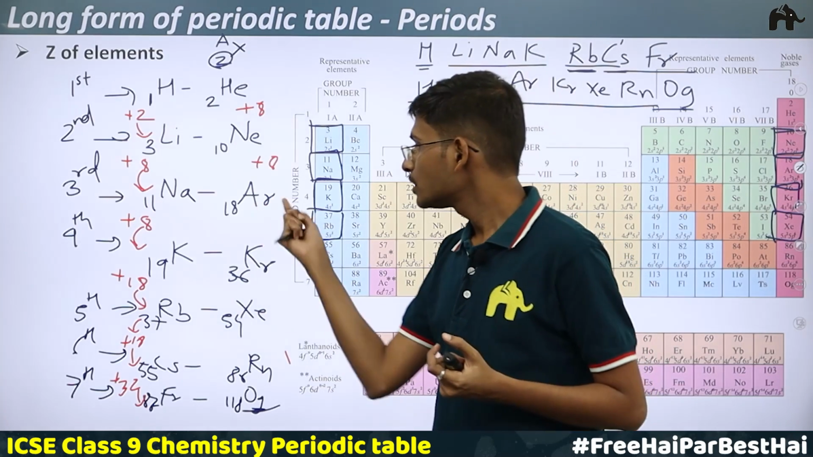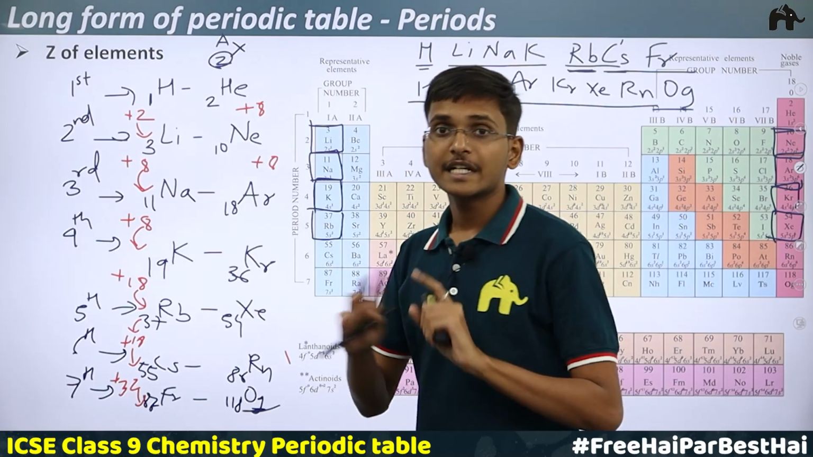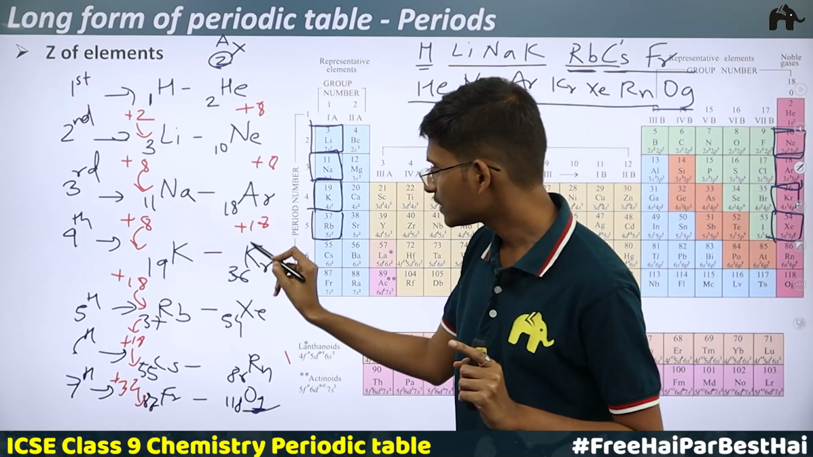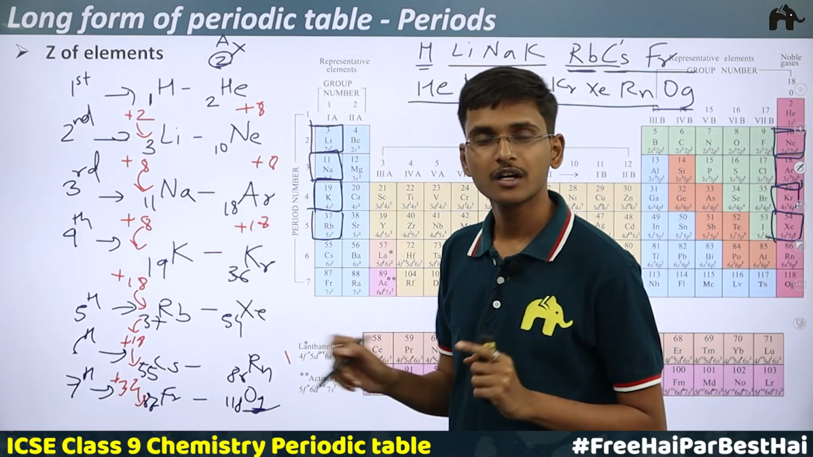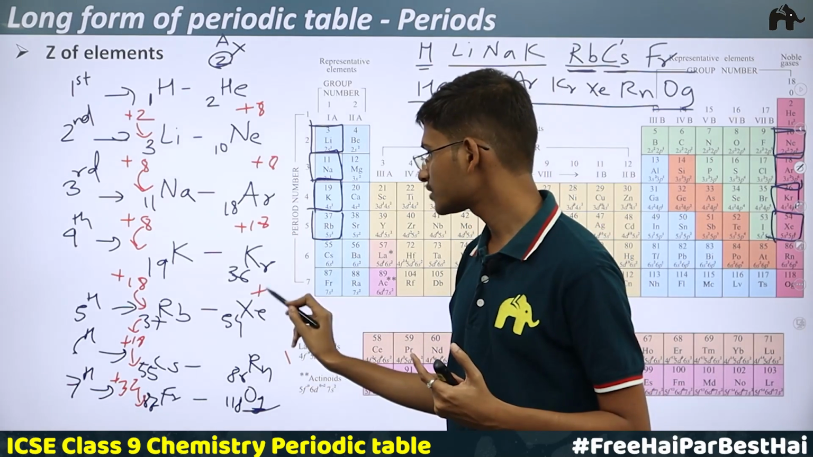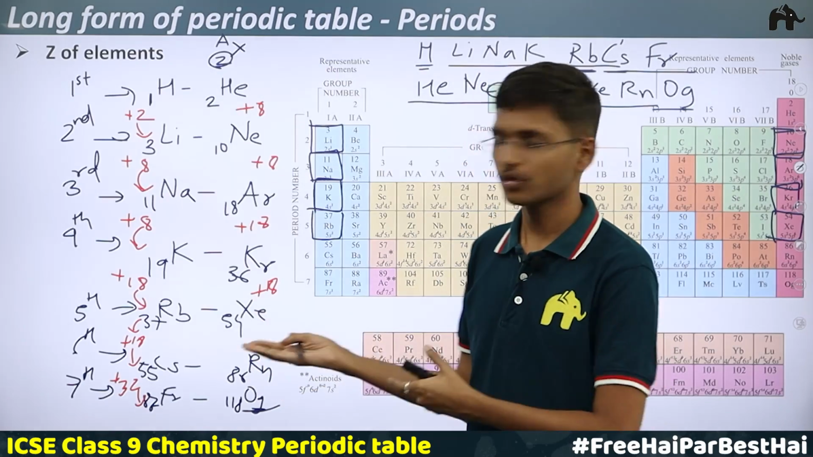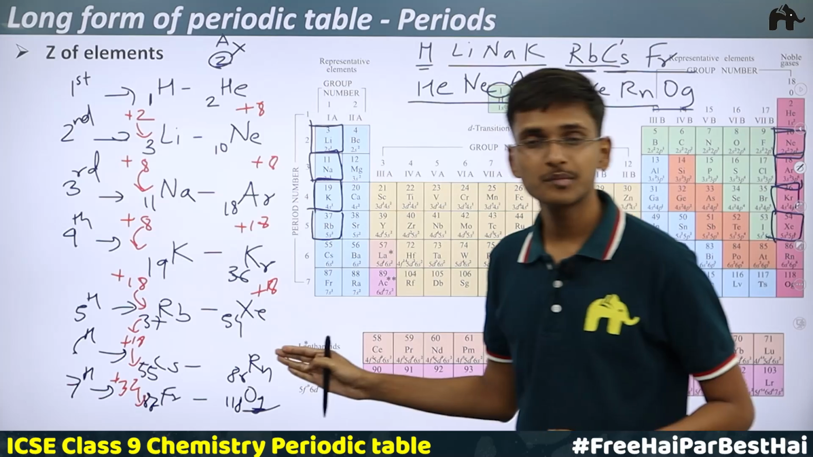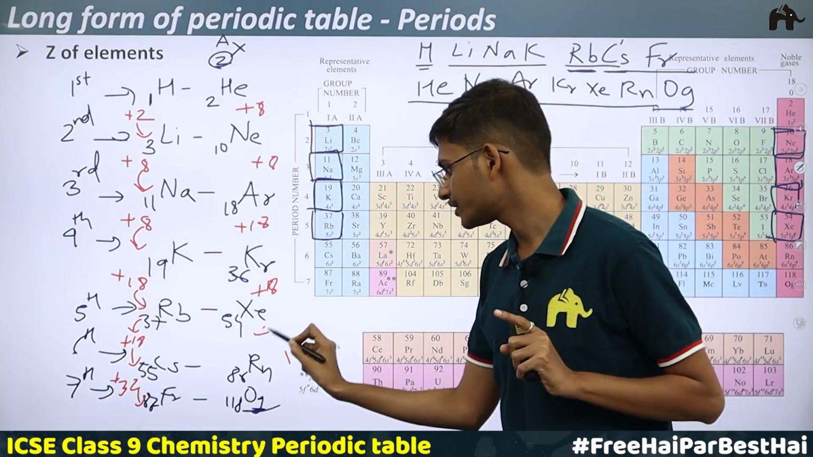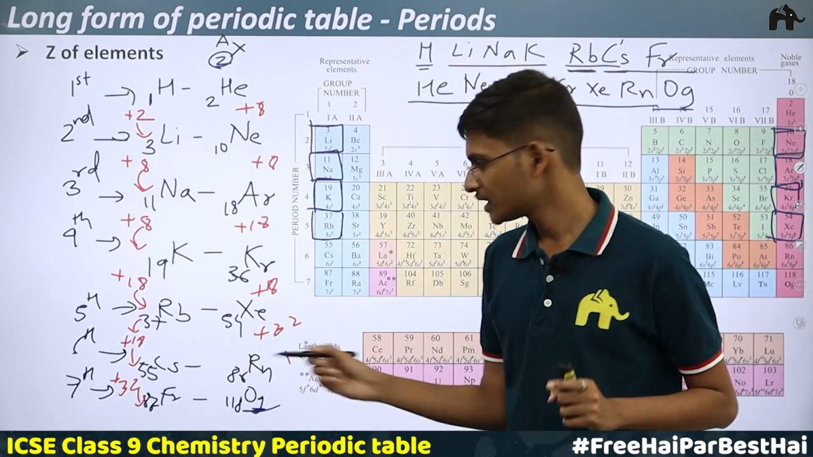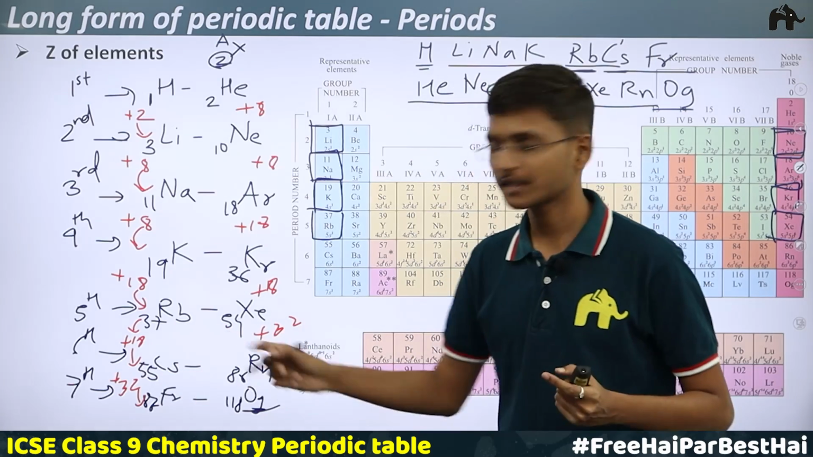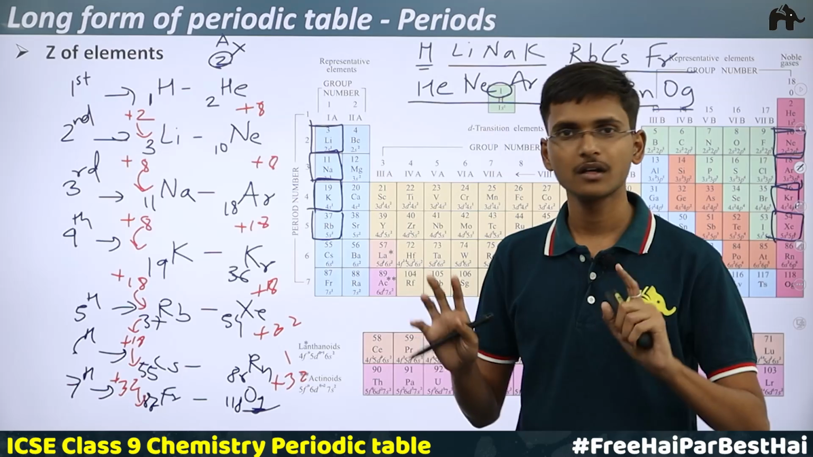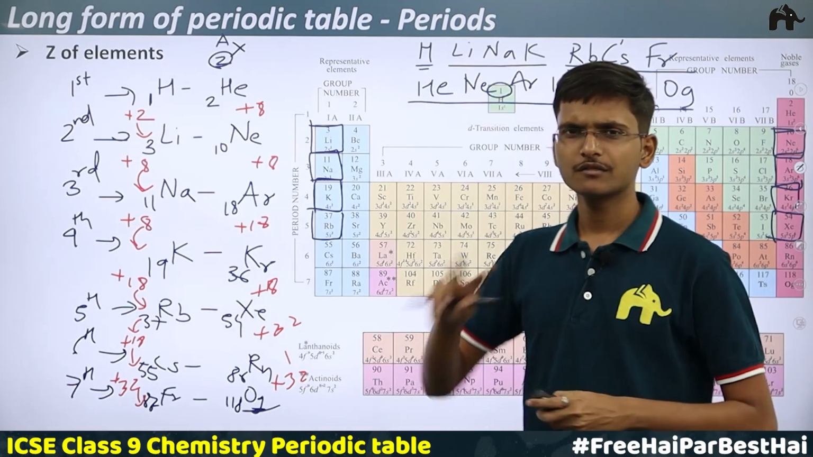Now I'm talking about the fourth period's last element's atomic number. The fourth period has 18 elements, so what I would do is plus 18. See, the fourth period has 18 elements, so plus 18, 36. The fifth period again has 18, so 36 plus 18 is 54. I got 54. And then the sixth period has 32 elements, so I would add 32 here. 86. The seventh period also has 32, so I would add 32 here. So 86 plus 32 is 118. Clear? Very clear, very simple trick.